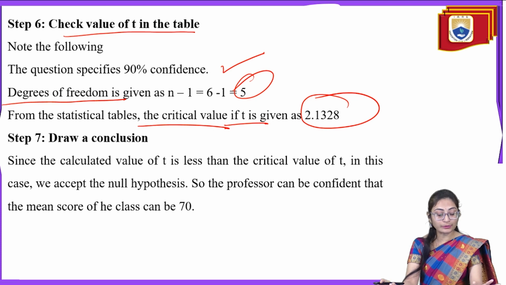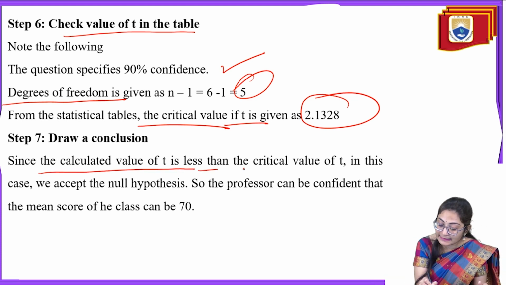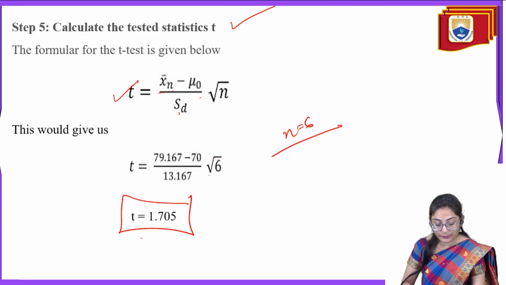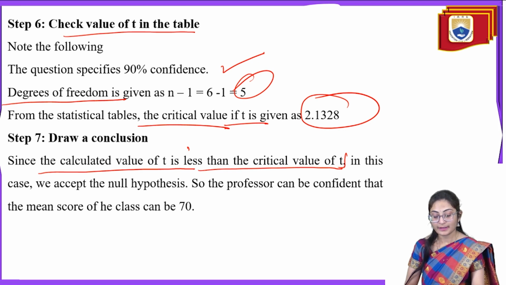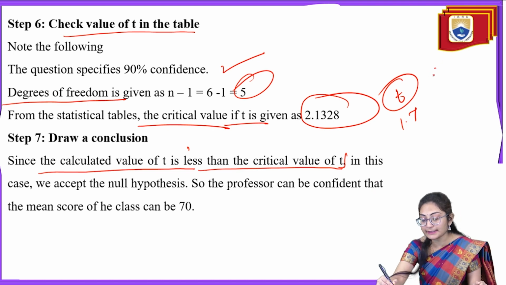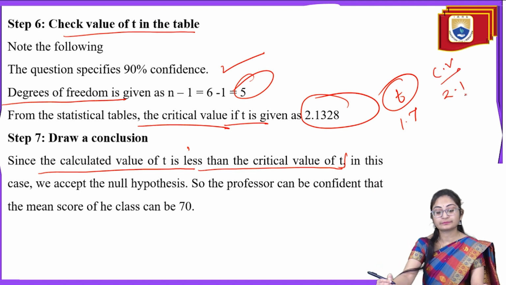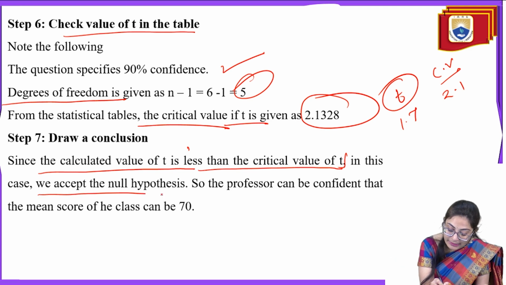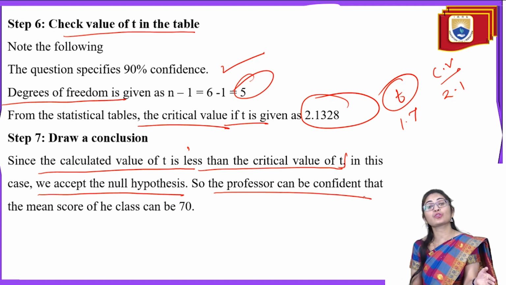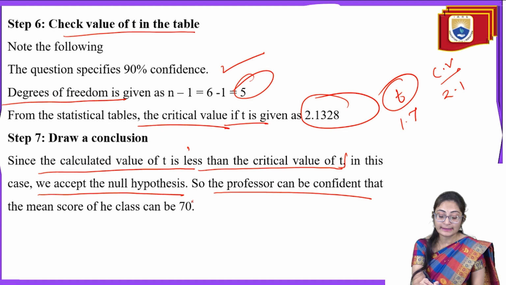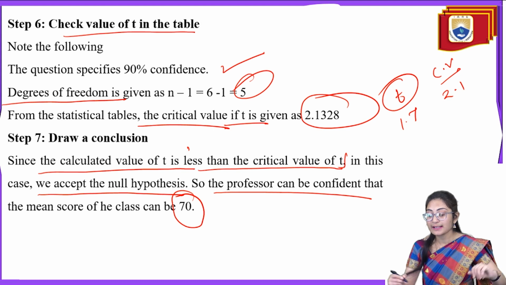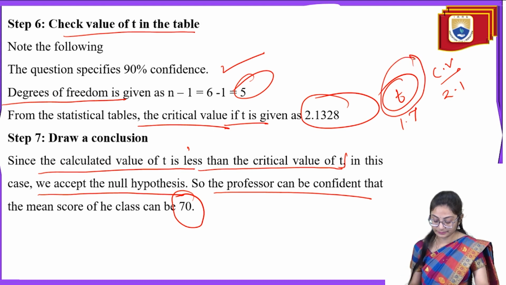Now we come to the conclusion that the calculated value of t is less than the critical value. Your t value is 1.7 and the critical value is 2.1. So in this case, we accept the null hypothesis. So the professor can be confident that the mean score of the class can be 70. In the first test, we compared with the z-test. Here we compared with the t-test.